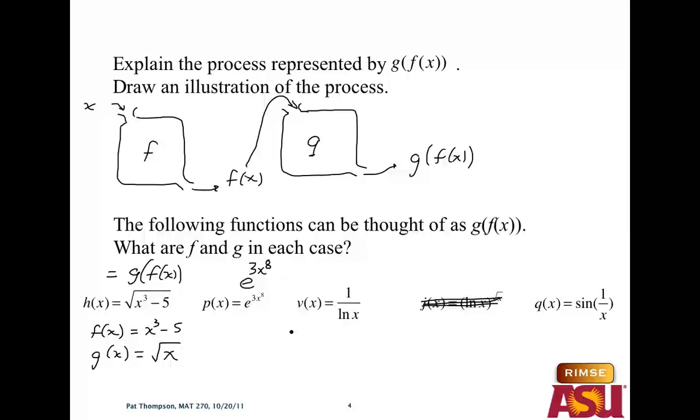Okay, Stephen, how about this first one, p of x? Did you come up with what f and g might be? f of x is 3x to the 8th. G of x is, say it again, g of x is e to the x. What do you guys think? Does it work? Yeah. Okay, how about v of x?